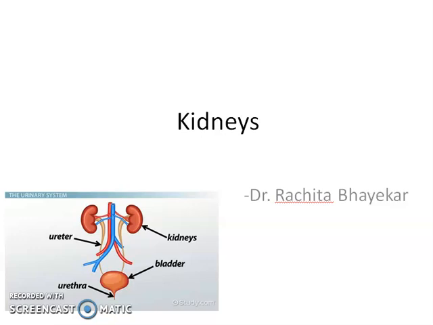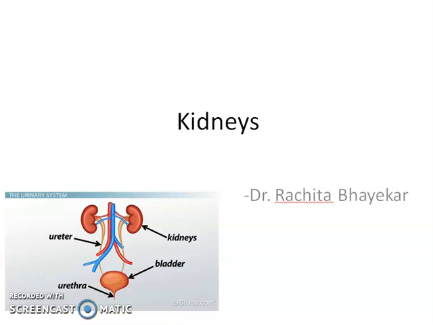Today in this session we are going to study about the human anatomy of kidneys. The urinary system consists of a pair of kidneys, the ureters, urinary bladder and the urethra. The kidneys produce the urine and the ureters convey it to the urinary bladder for the temporary storage. Finally, the urine is evacuated through the urethra.